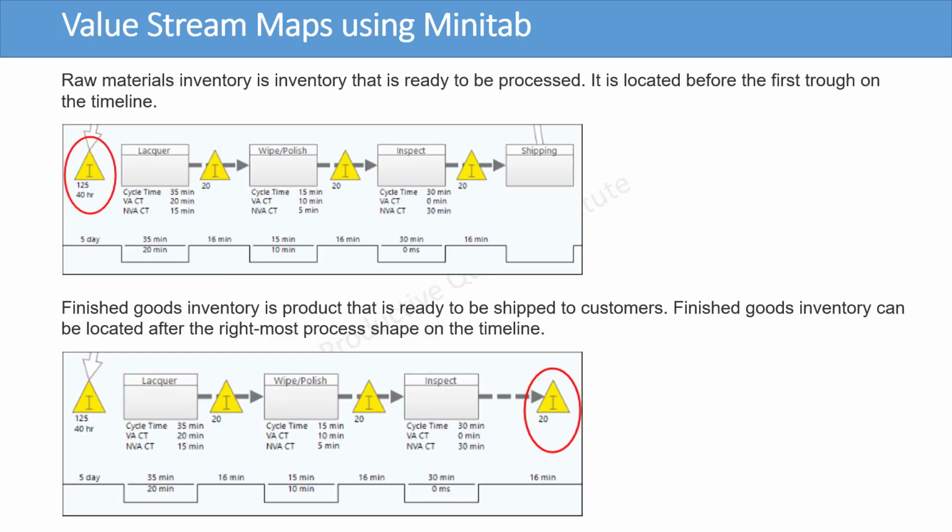Raw materials inventory is inventory that is ready to be processed. It is located before the first trough on the timeline. Finished goods inventory is product that is ready to be shipped to customers. Finished goods inventory can be located after the rightmost process shape on the timeline.